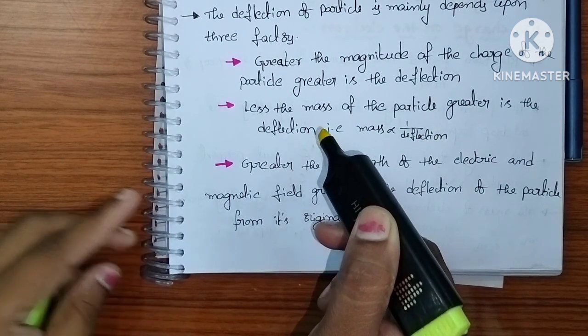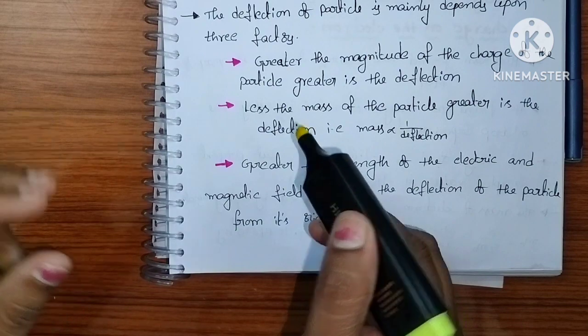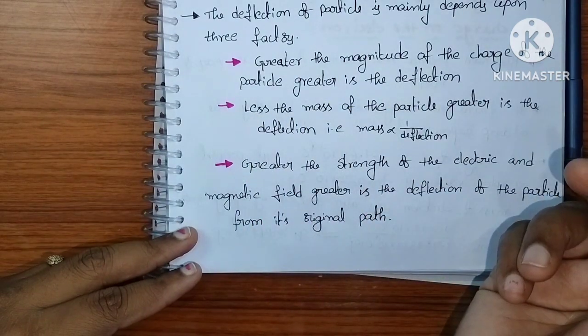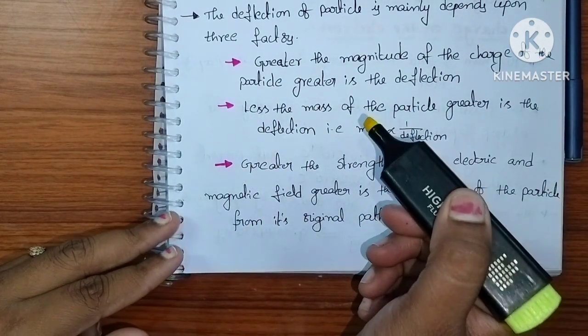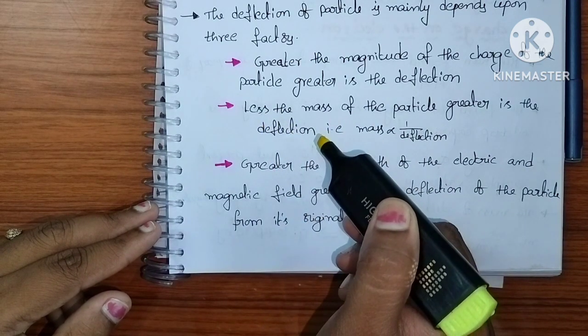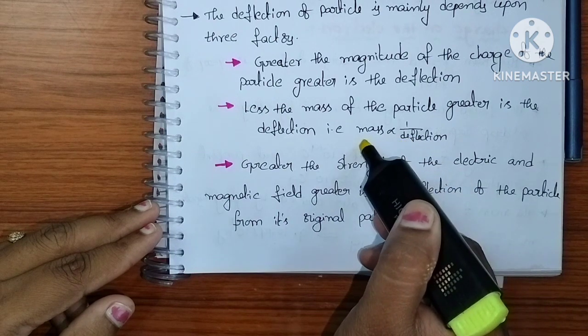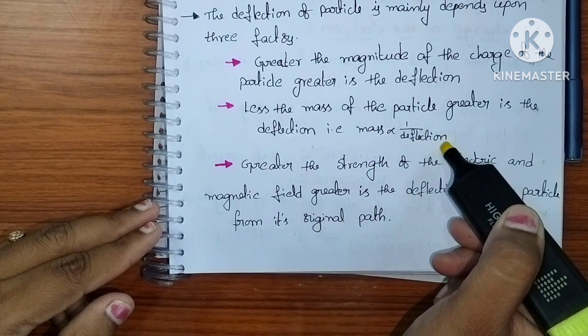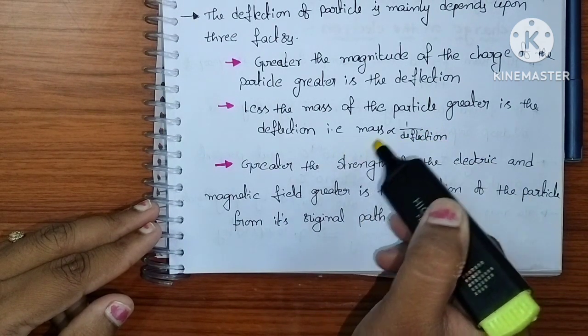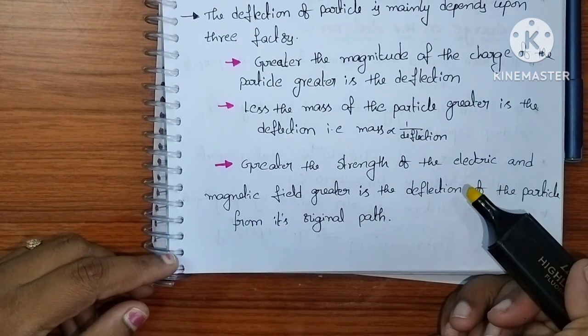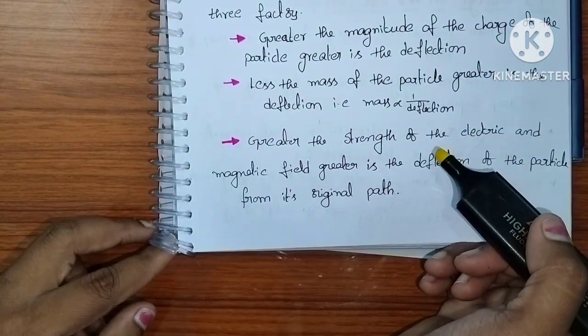If the particle has less mass, the deflection of the particle will be very high. If the particle has high mass, the deflection of the particle will be less. That means the deflection is inversely proportional to the mass of the particle. So this is the second factor.